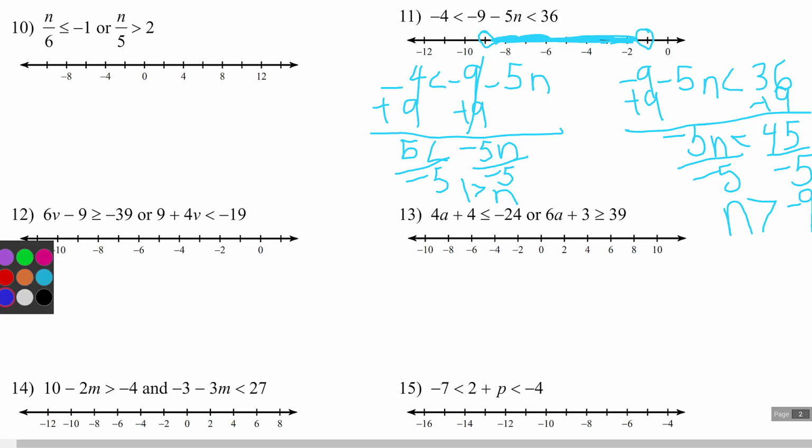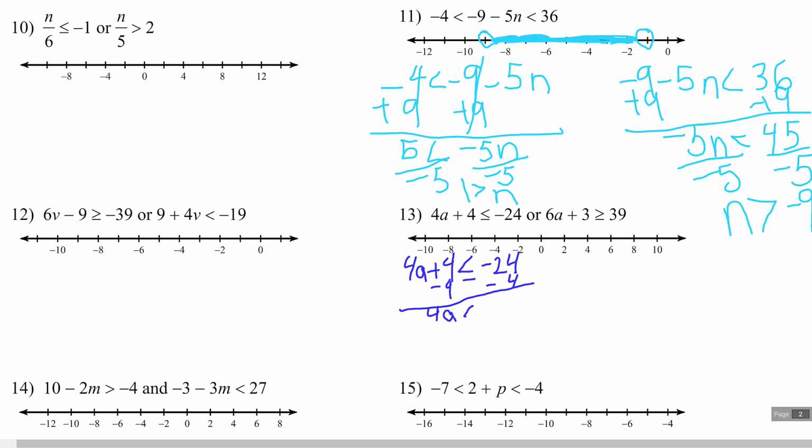All right, so I'm going to look at question number 13. Number 13, we have an OR statement. We have 4a plus 4 is less than or equal to -24, and I can solve this first. I'm going to subtract 4 from each side, so we have 4a is less than or equal to -28. Divide both sides by 4. Since it's a positive 4, we don't have to worry about reversing the inequality sign. So we get a is less than or equal to -7.